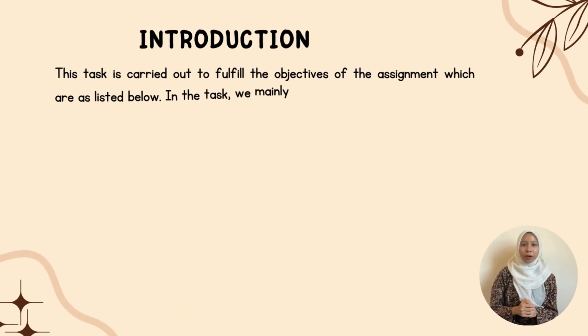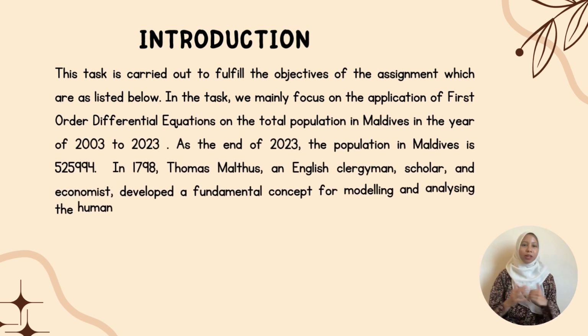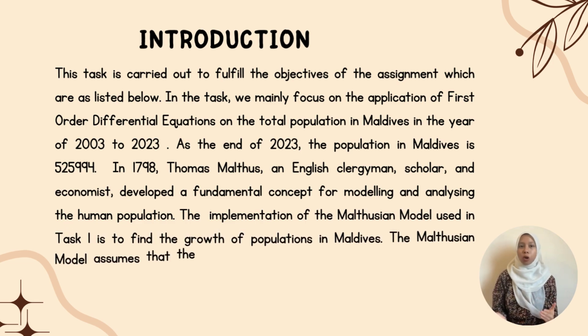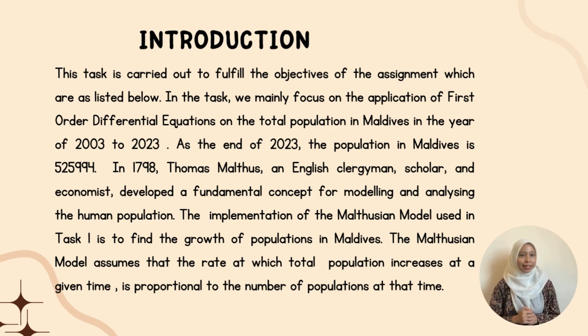In this part 1, we use first-order differential equations on the total population in the country that we chose, which is Maldives, from 2003 to 2023. To find the growth of population in Maldives, we apply the Malthusian model. This model assumes that the rate at which the total population increases at a given time is proportional to the number of population at that time.